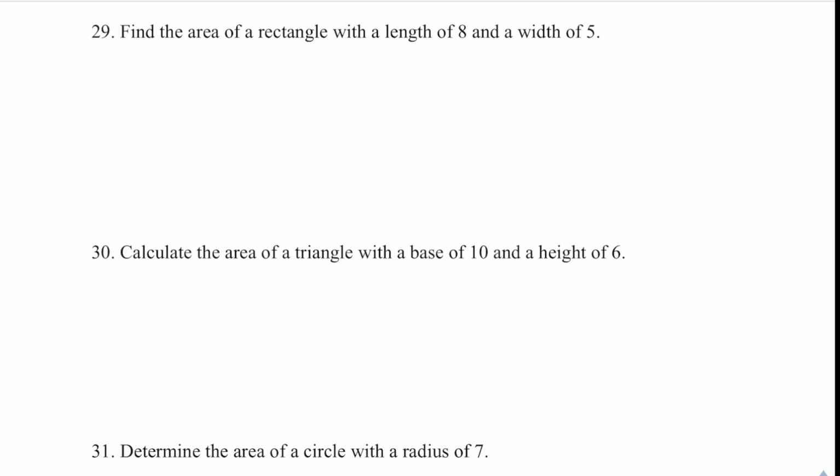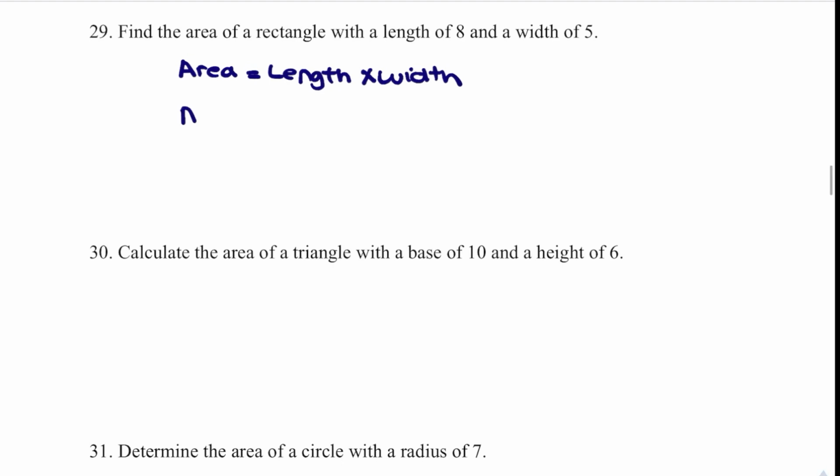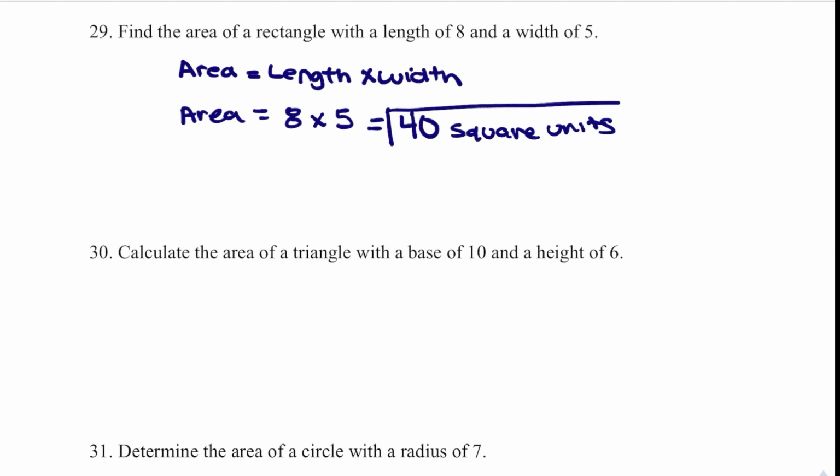Number 29. Find the area of a rectangle with the length of 8 and the width of 5. So we need to know the equation for finding the area of a rectangle. And so that is going to be area equals length times width. So what we're going to do is just plug in our numbers. So the area equals 8 times 5. So that is going to equal 40 square units. And that is our answer.